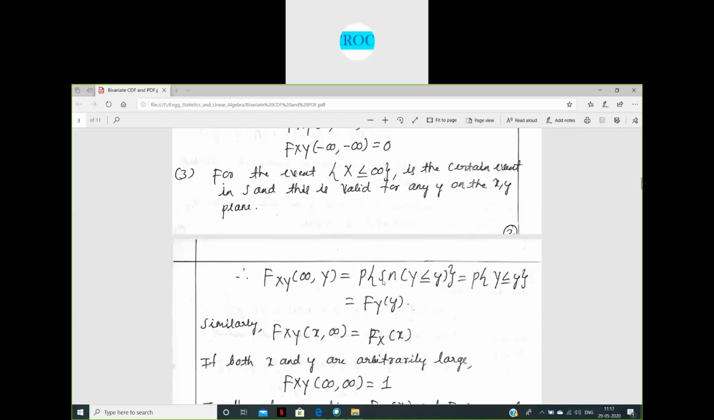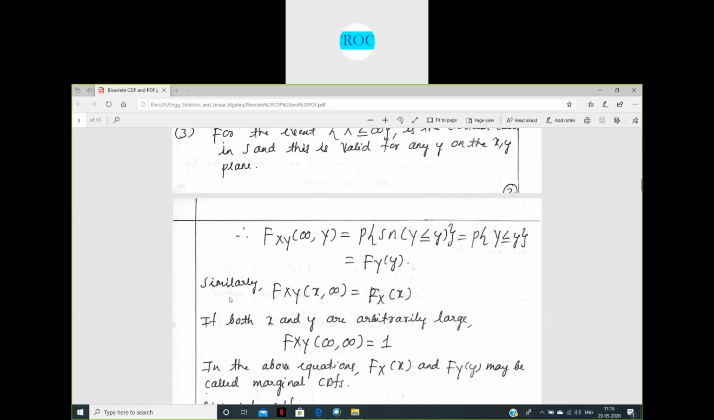So how do you write? Yes, intersected with y less than or equal to y. Since it is an intersection with the sample space, this could be written as probability y less than or equal to y. Now, by the definition of the cumulative distribution function for random variable y, this probability could be written as Fy of y. So what we know now is Fxy of infinity comma y is equal to Fy of y.